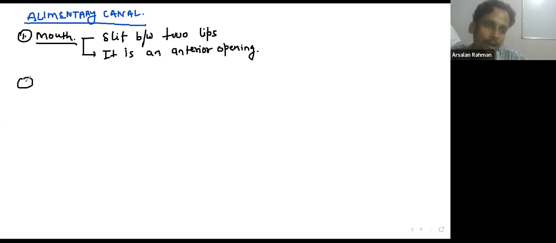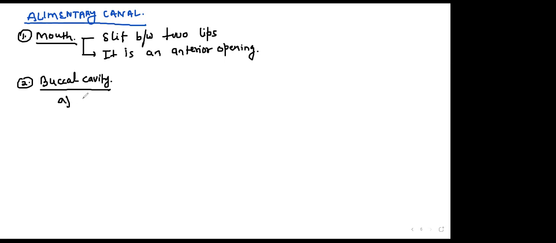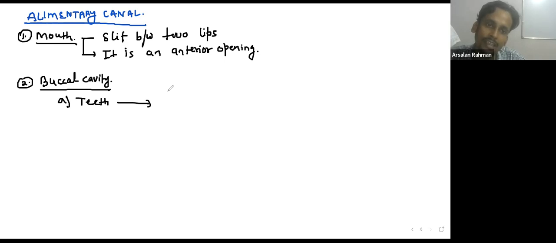What is the second part? The food will then enter into where, beta? Buccal cavity. Buccal cavity has what, beta? It has teeth and tongue. Teeth. Our teeth are heterodont. What does hetero mean?